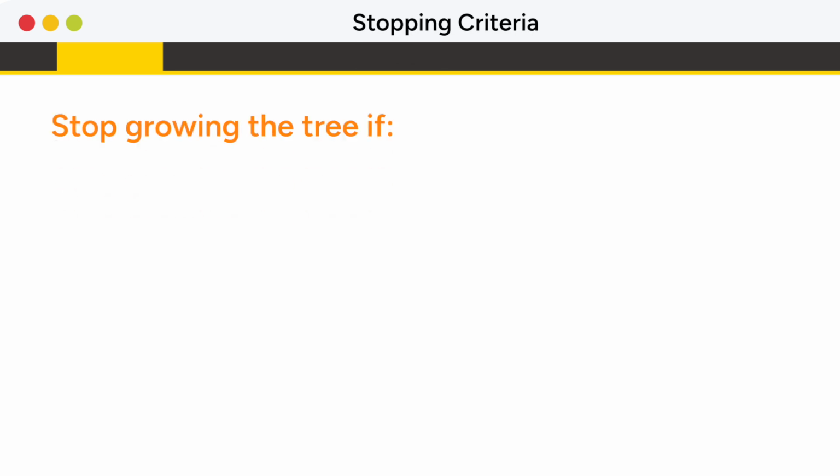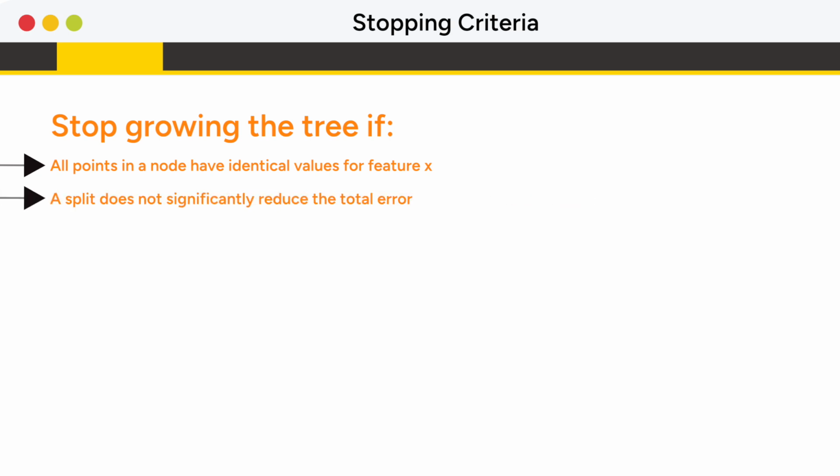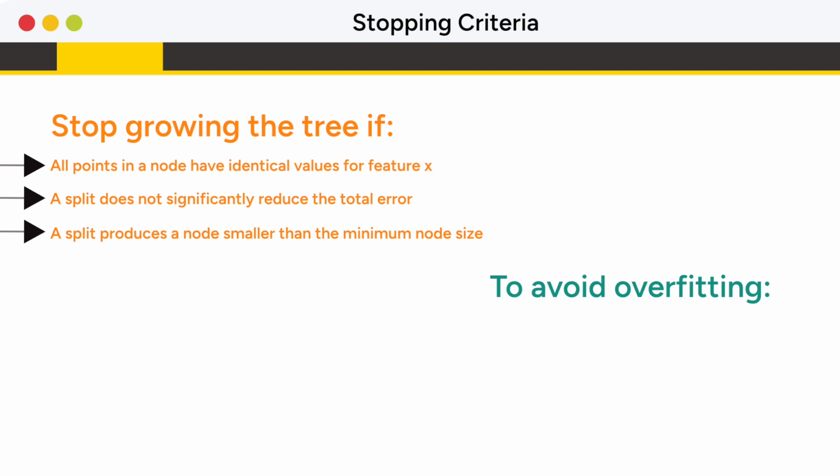We stop growing the tree if all points in a node have identical values for all input features x. We also stop if the split does not significantly reduce the total error or if the split produces a node smaller than the minimum node size. Limiting the minimum node size and the tree depth is important to avoid overfitting.